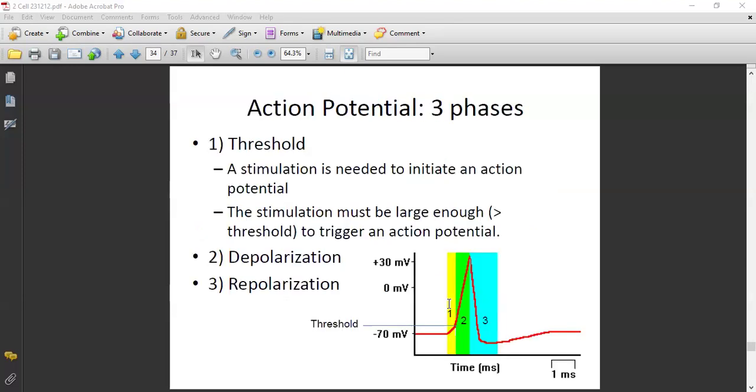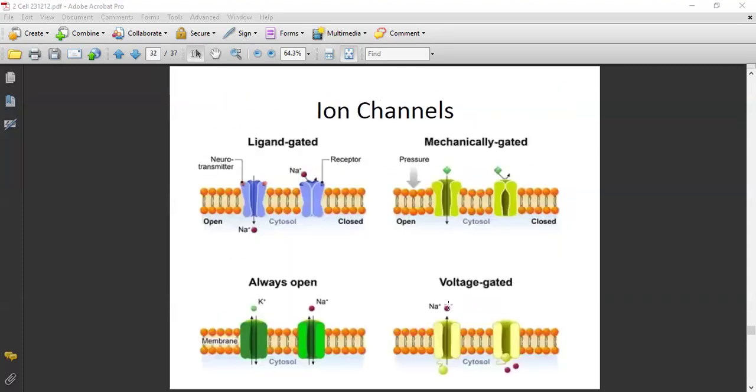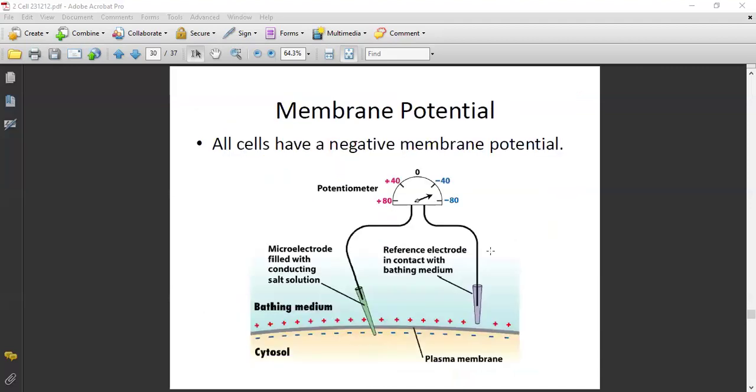An action potential is a membrane potential. Membrane potential is usually negative inside and very stable. It's always like that, it doesn't change. But an action potential is a quick change.